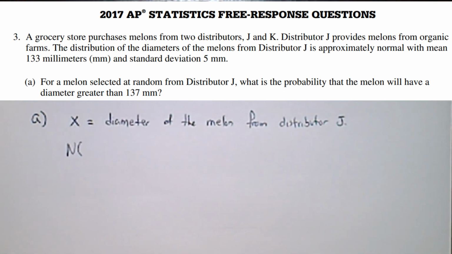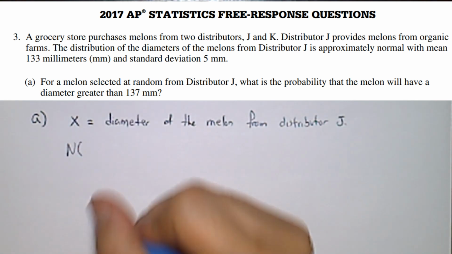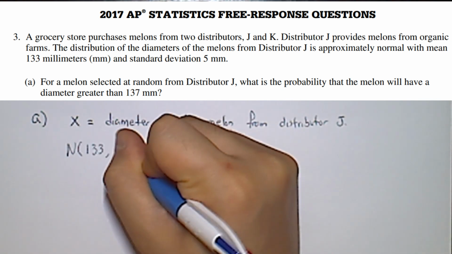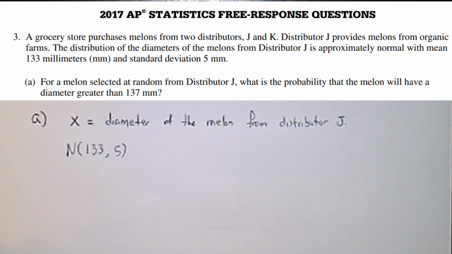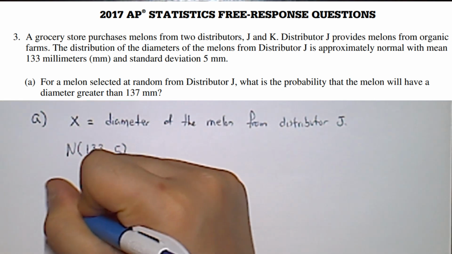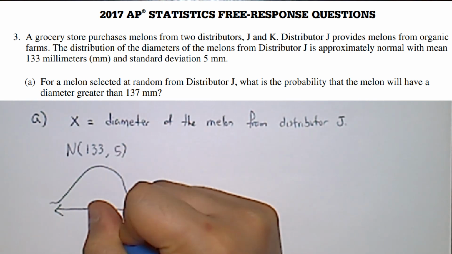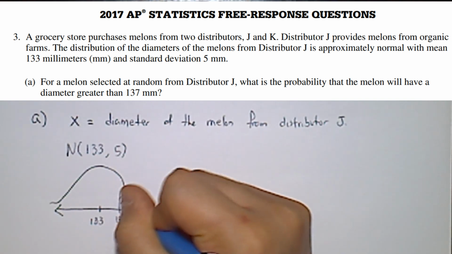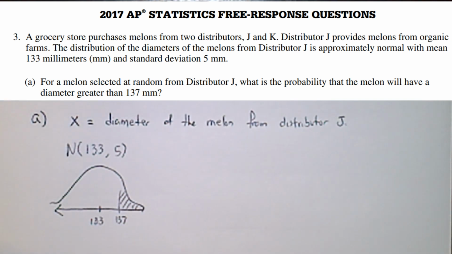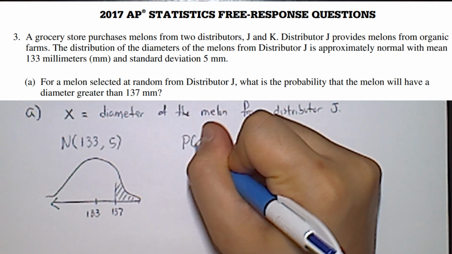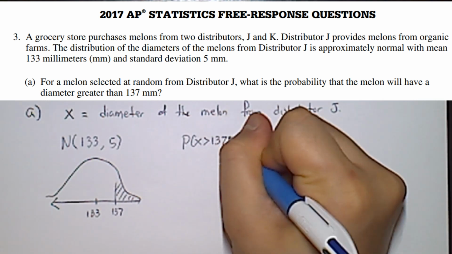Now looking back, we could say that the diameter of the melon from distributor J was normally approximated. So we could say that x is normally distributed with 133 as a mean and 5 as a standard deviation. So we're looking for 137 and greater. So this is the area that we're looking for. Our goal is to figure out x is greater than 137.